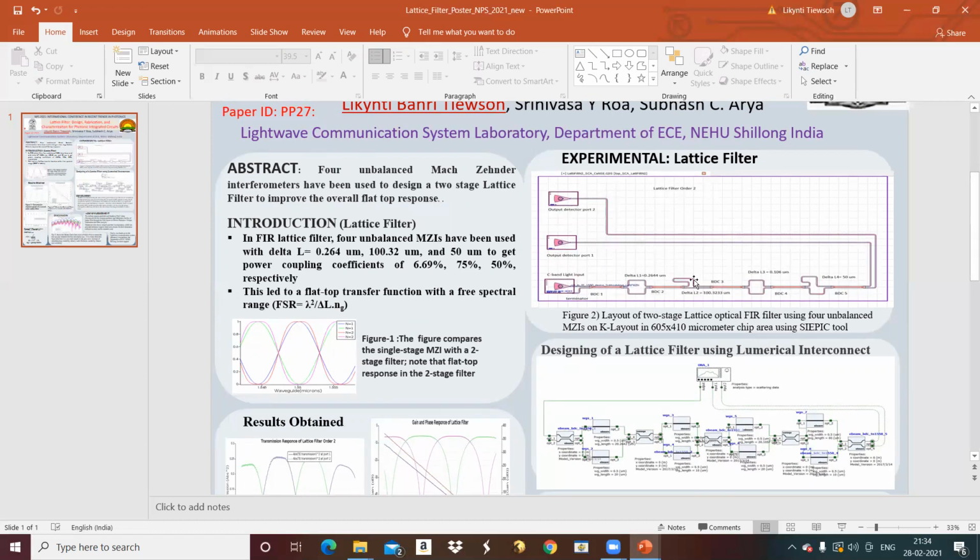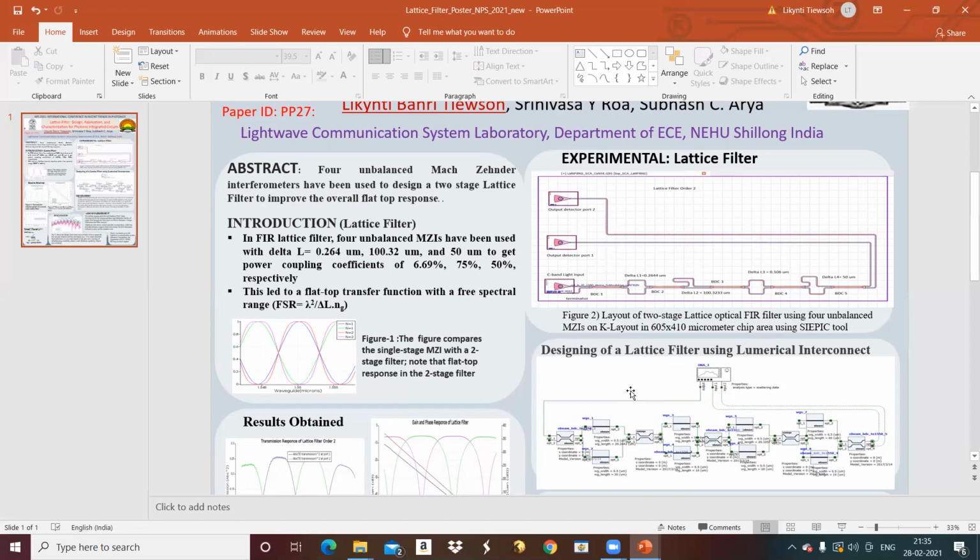And these are the 4 unbalanced Mach-Zehnder interferometers. The difference between the arm lengths of the first one is 0.2644 micrometer, the value of delta L in the second Mach-Zehnder interferometer is 100.32 micrometer, the value of delta L here is 0.106 micrometer, and here it is 50 micrometer. These are the optical waveguides in which the light is coupled to the optical grating coupler.